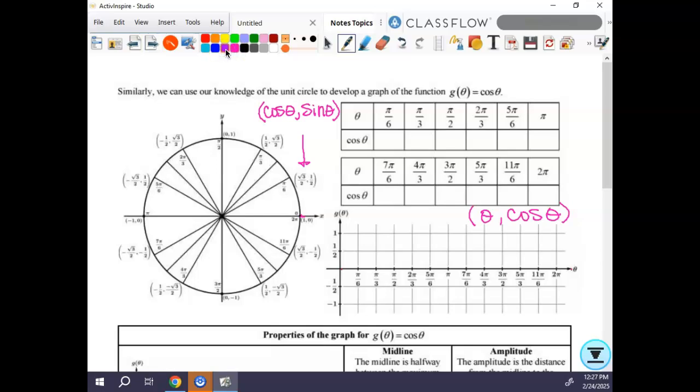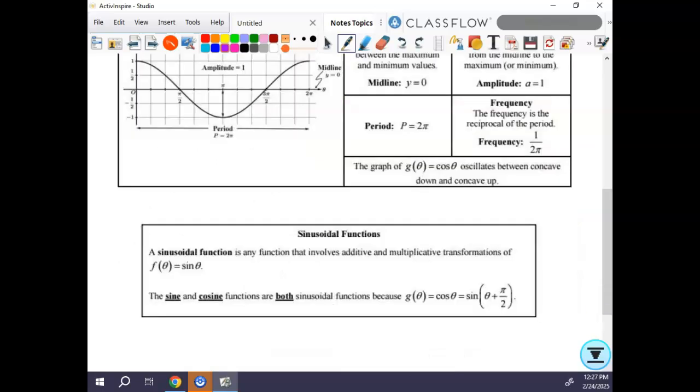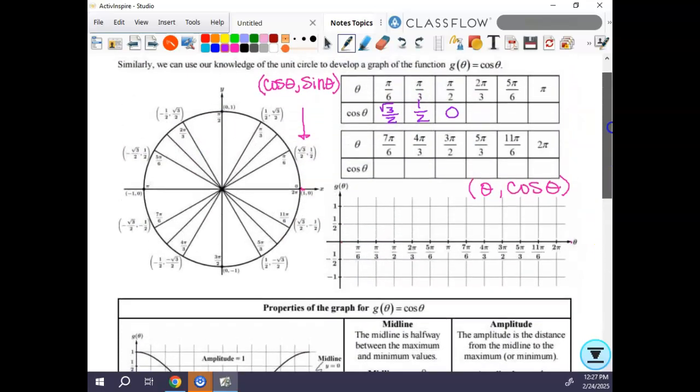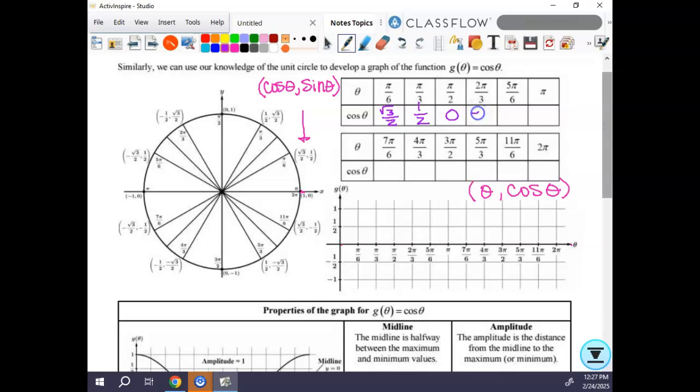All right, so cosine. Cosine of pi 6, what is that? Square root of 3 over 2. Pi thirds, 1/2. What's the cosine of pi halves? 0. Okay, so that gets me through the first quadrant. Starting in the second quadrant, is cosine positive or negative? Negative, right? Oops, cosine is negative. So that means this is going to be a negative 1/2, negative square root of 3 over 2. And what is the cosine of pi? Negative 1.